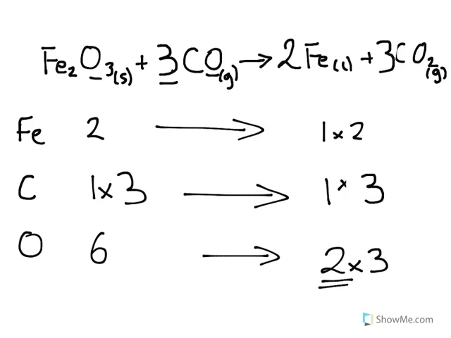So 1 part of iron oxide combined with 3 parts of carbon monoxide will give us 2 parts of iron and 3 molecules of carbon dioxide.